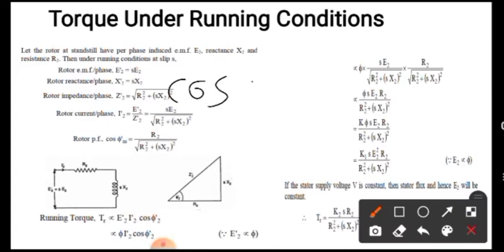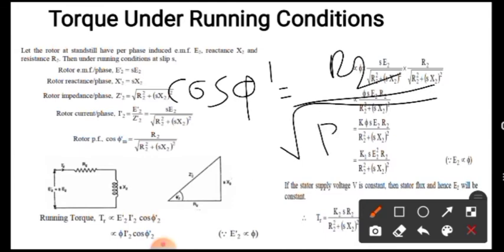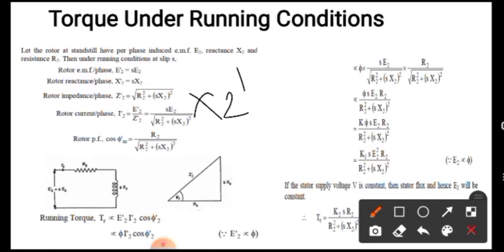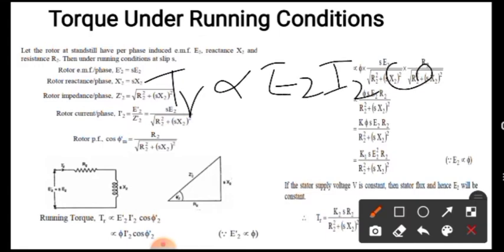Rotor power factor, that is cos φ2', is calculated as R2 divided by the square root of (R2² + (S X2)²). Then rotor reactance X2' is calculated as S × X2. Now we know rotor torque under running condition, TR, is directly proportional to E2 I2 cos φ2.